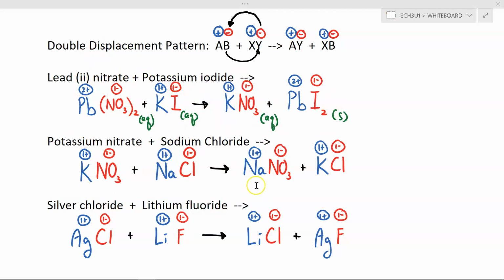But take a look at these two scenarios now. So go into the solubility chart and tell me what are the states of matter for each and every one of these. I'll give you a few moments. Press pause. When you're ready, press play.